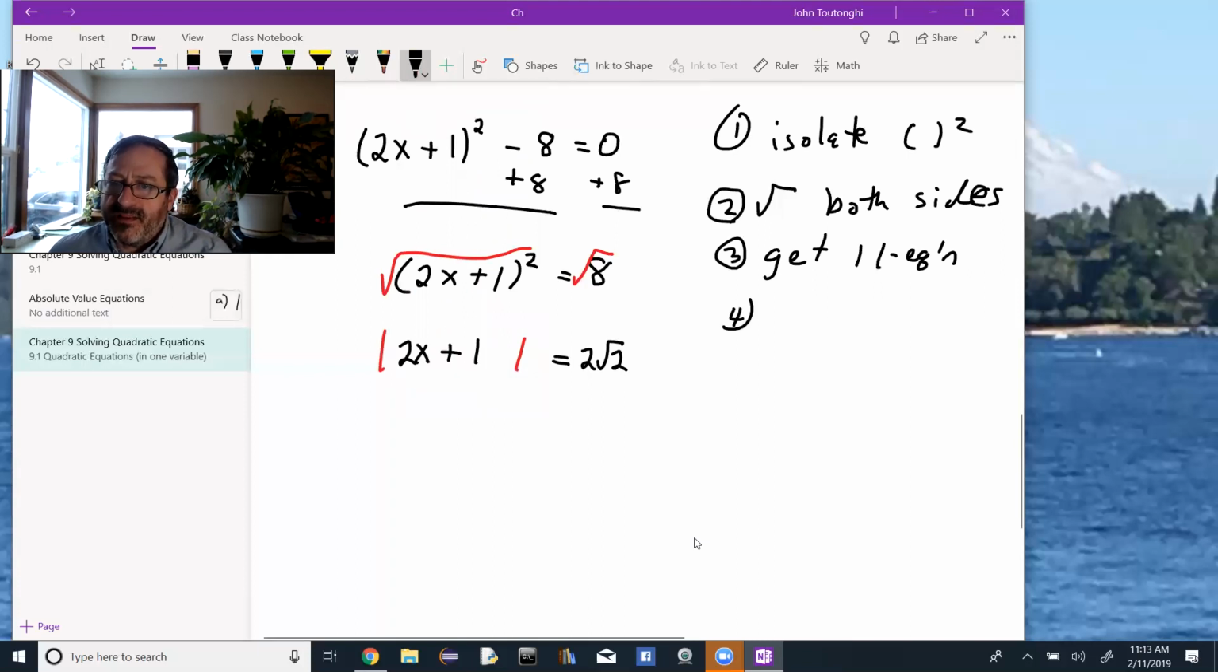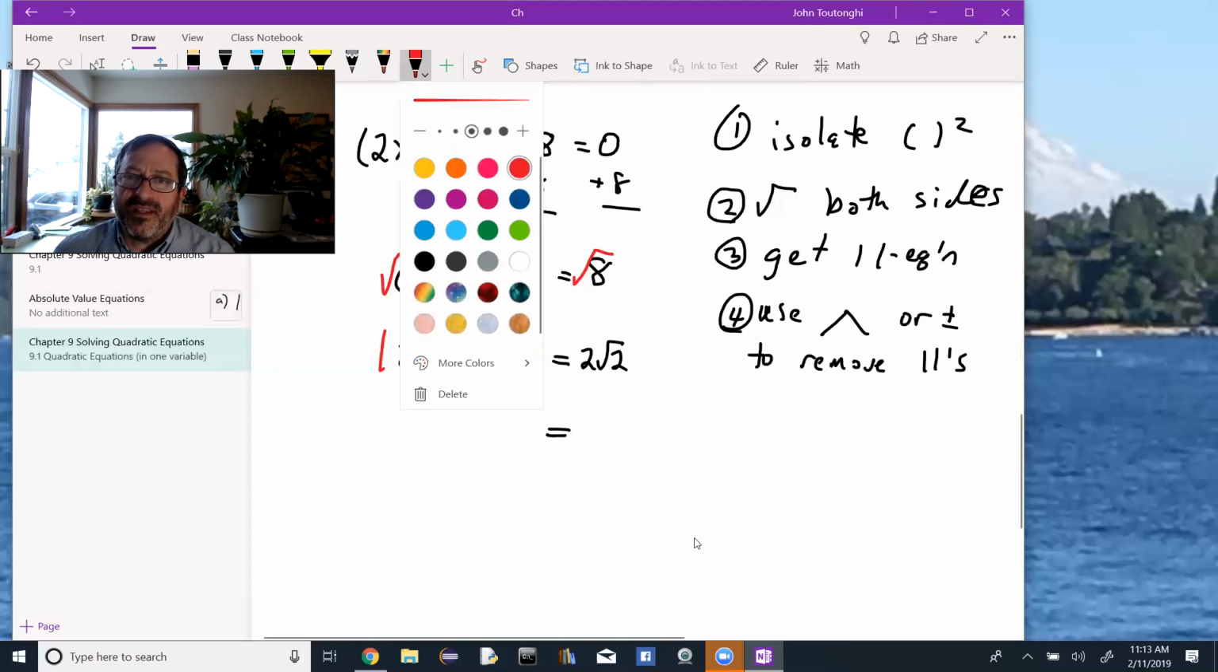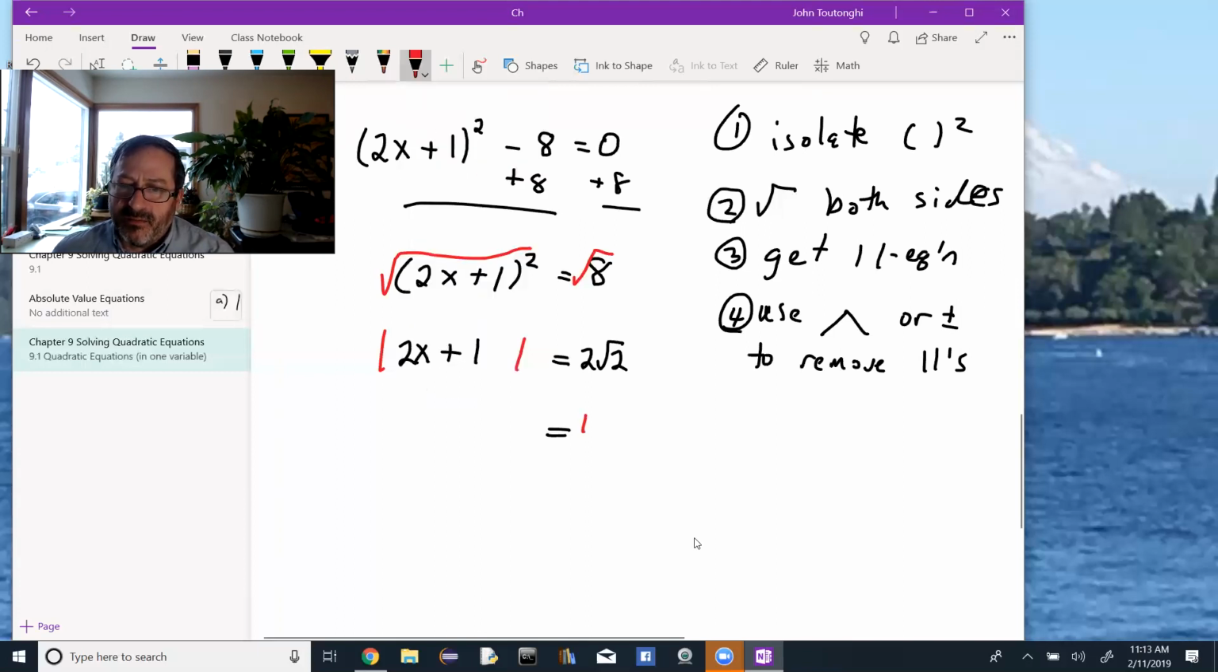And then to get rid of the absolute values, I'm going to either use a branch or a plus or minus to remove them. And because I have this root here, I'm going to use the plus or minus. So it equals, and I'll remove the absolute values by putting in a plus or minus.